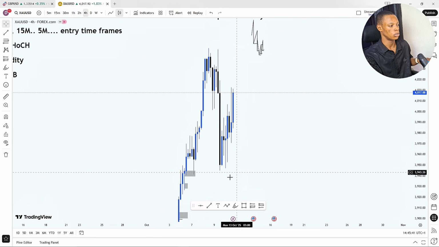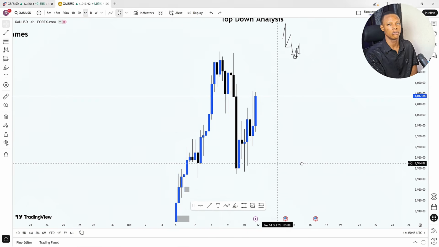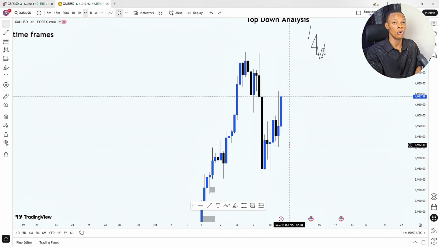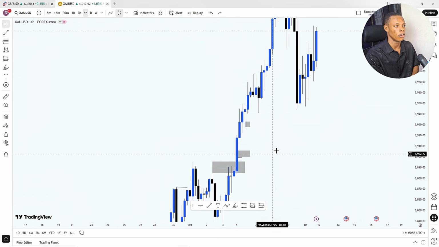Remember what I mark out on this higher time frame: key levels. I tend to mark out long wicks because on a higher time frame, it always tends to be long wicks. Around a 4-hour, daily time frame, it always tends to be long wicks. Most times you will hardly see an actual order block on a higher time frame.